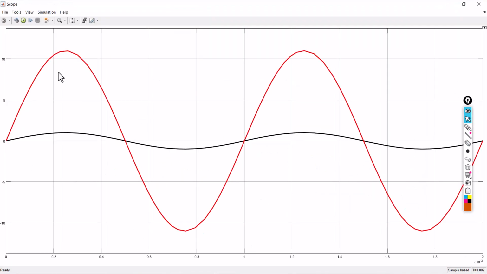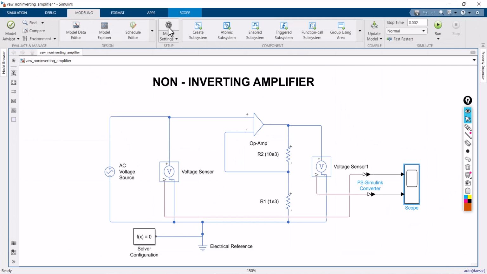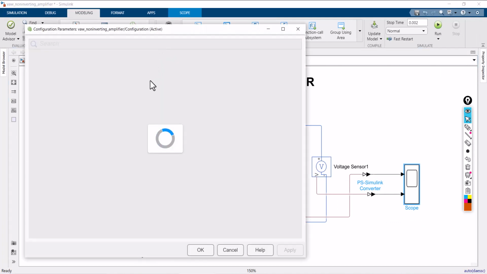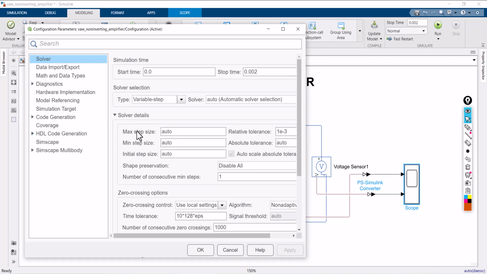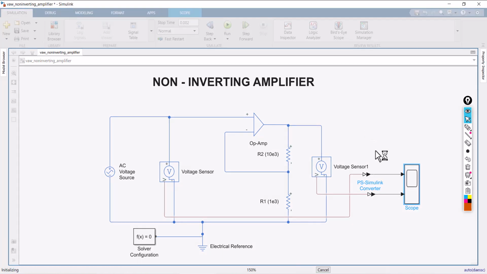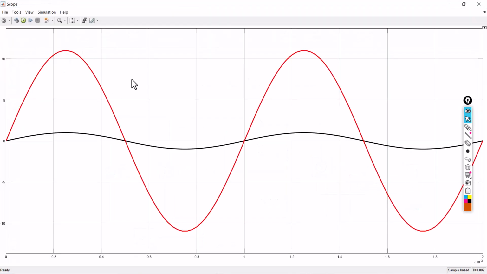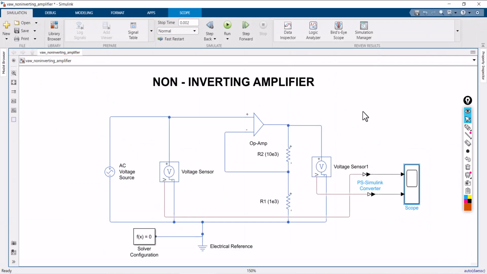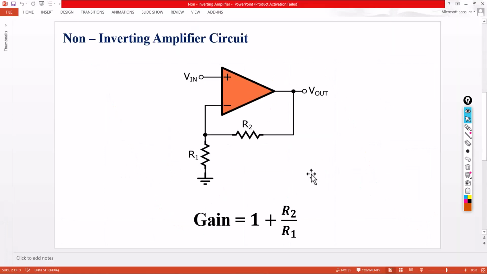Suppose you want a smooth output. If you look at this, the sinusoidal signal seems that it's not a smooth sinusoidal. Okay, go to modeling, to model settings. Go to solver details, go to max step size, make sure that it is 2e-5. Now again, go to simulation. If you execute the file, you can see that you will get a smoother curve because you are increasing the number of samples to study. So this is nothing but a non-inverting amplifier. Okay, so this is the way you can simulate.